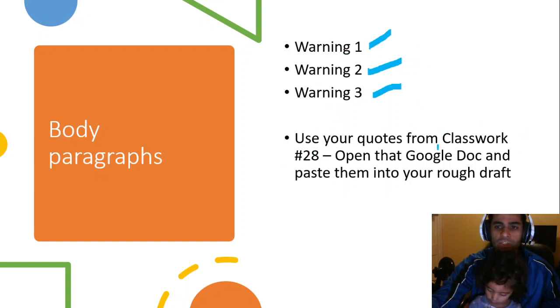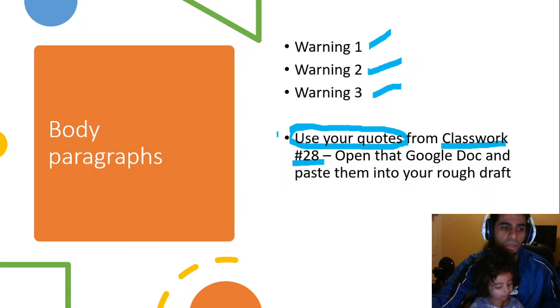Now, you're going to make sure that you have the Classwork 28 document open in a separate window. Keep that document open because you're going to use your quotes that you have already picked. Hopefully this is a nice, simple little process. We picked our quotes first, and we're going to take those quotes and paste them into each paragraph. So the first topic gets a quote, the second topic gets a quote, and the third topic gets a quote. So you're going to do that for each of the 3 body paragraphs.